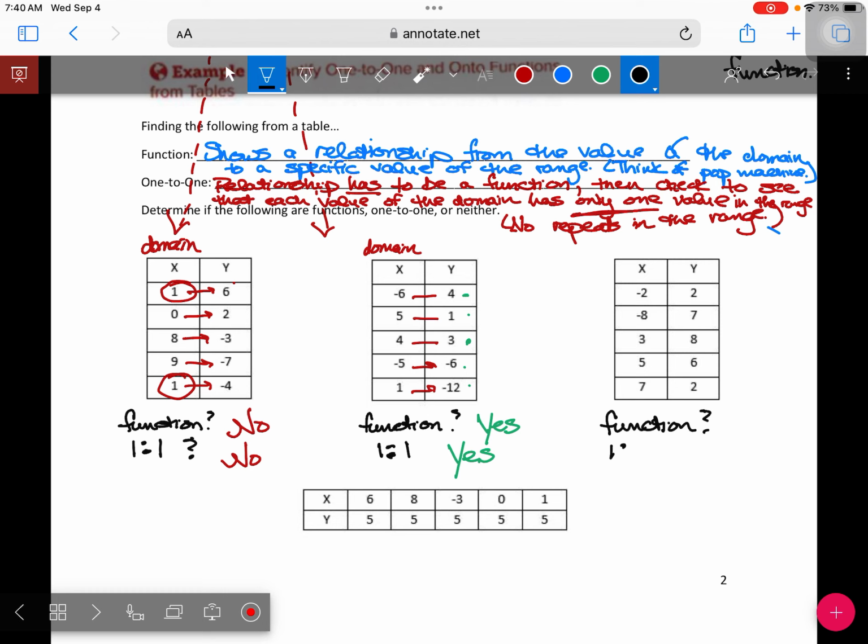I feel like I'm a game show host. Function or no function? So let's take a look. We got -2 going to 2, -8 going to 7, 3 going to 8, 5 going to 6, and 7 going to 2. Is everyone in my domain going to a specific place? Yes. So that is a function.